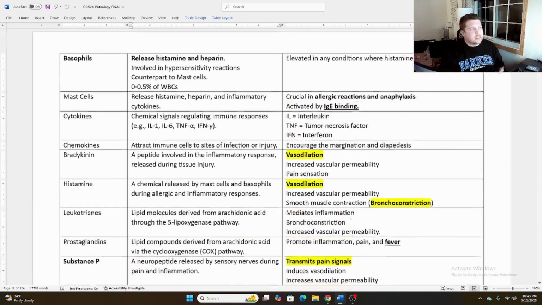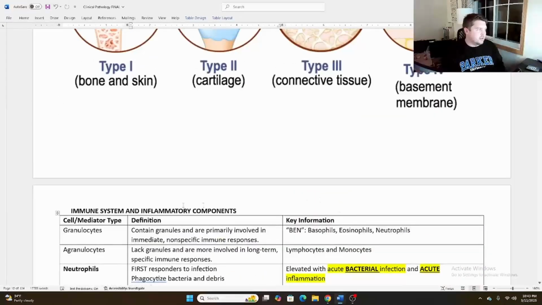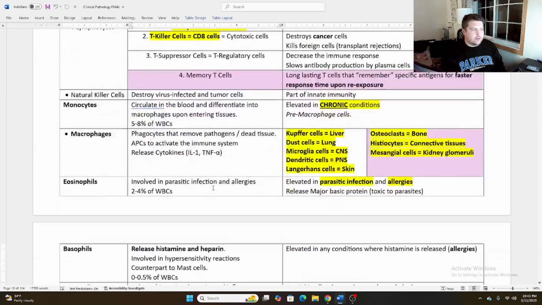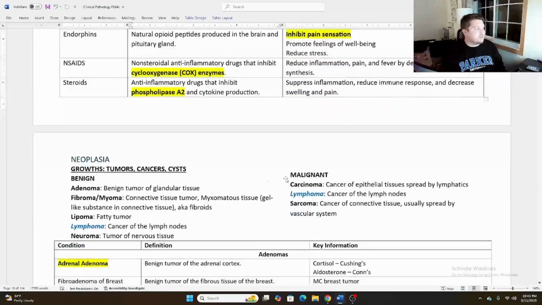Okay, this one was a little bit longer than I would have liked, but a lot of good information in here. So that is our inflammatory process and a bunch of our inflammatory mediators. We'll continue on with the next one. Probably the next couple of videos we'll be talking about cancers and neoplasia.